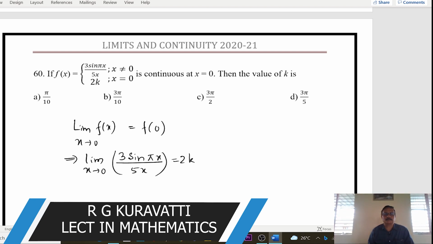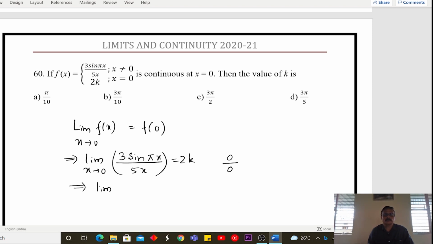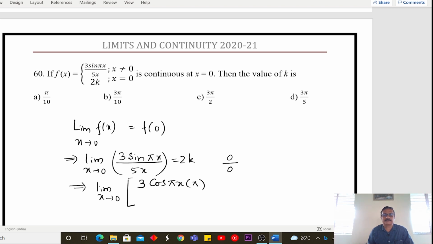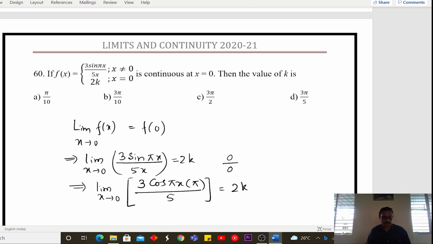Now here on the left-hand side put x as 0, what happens? π into 0 is 0, sin 0 is 0, divided by 5 into 0, 0. It is in the form 0/0. So simplify using L'Hospital's rule. So limit x tends to 0, differentiate numerator and denominator separately. 3 is a constant, derivative of sin(πx) is cos(πx) into the derivative of πx, which is π, divided by the derivative of 5x, which is 5, is equal to 2k.